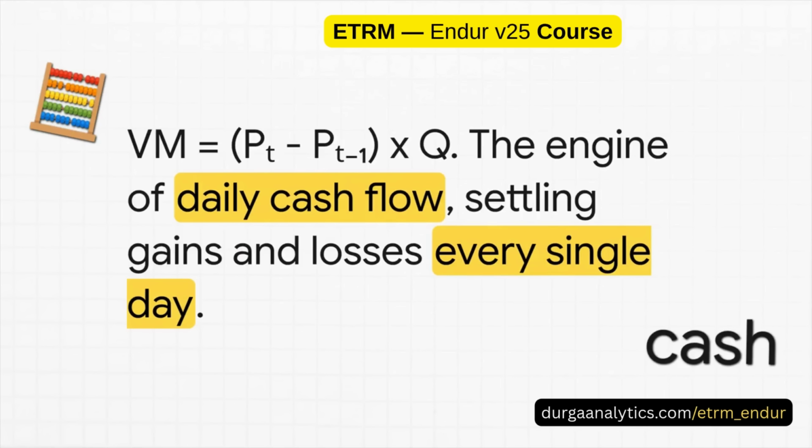And here it is. This simple formula is the engine behind all that daily cash flow. The variation margin is just today's settlement price minus yesterday's settlement price, and you multiply that by the size of your position. This exact calculation is what Endur's Simulation Manager is built to do, every single day across thousands of trades, to tell you exactly how much cash your company is going to pay out or receive.